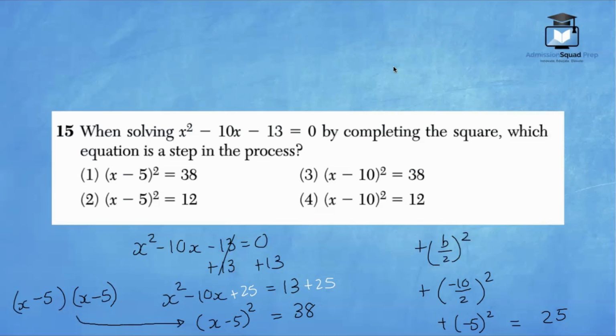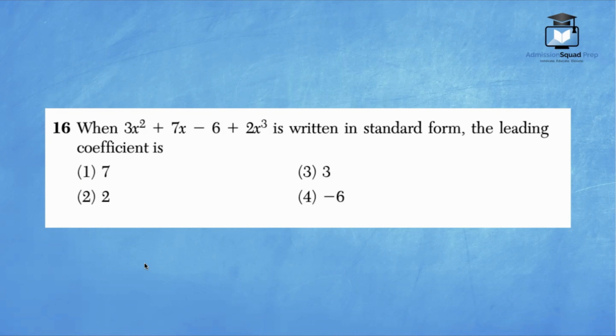The beautiful thing about this problem is they don't really want us to find the final answer. This is sufficient for this problem. So we know that the final answer is choice 1. X minus 5 squared equals 38. Let's keep going. Number 16.